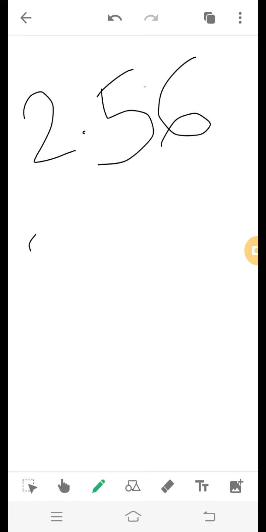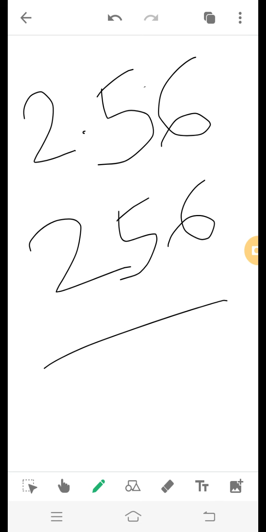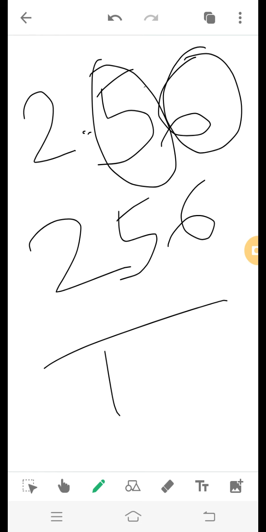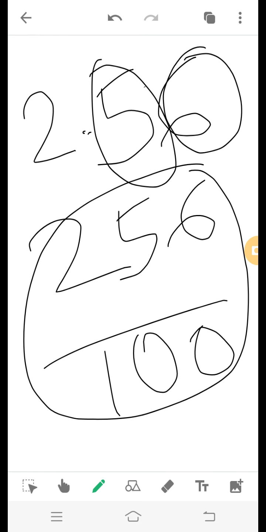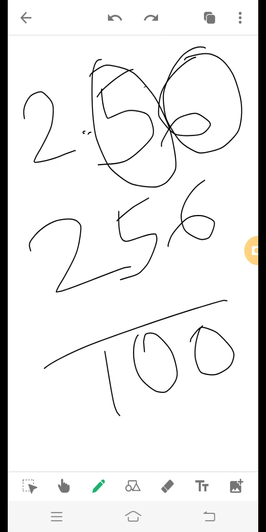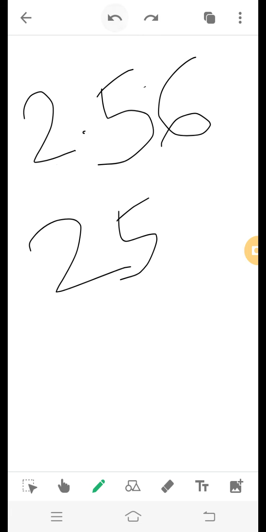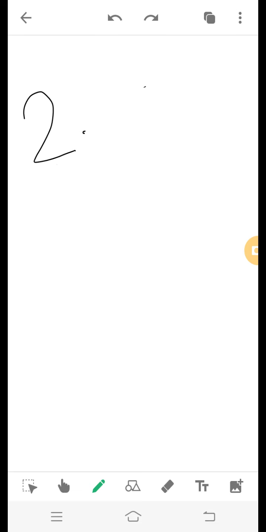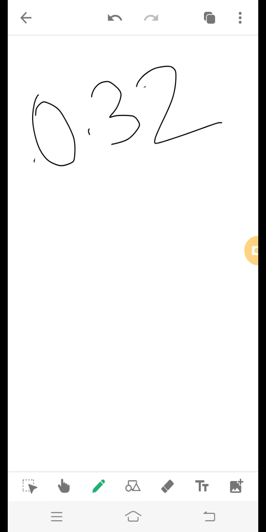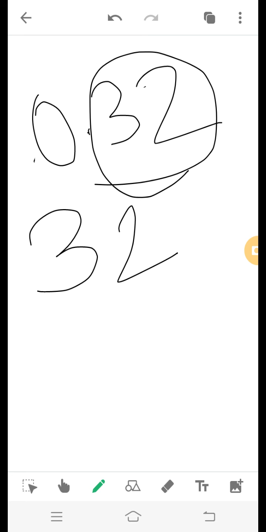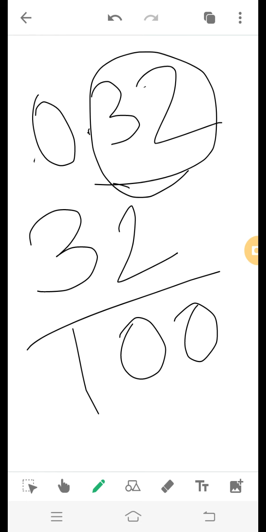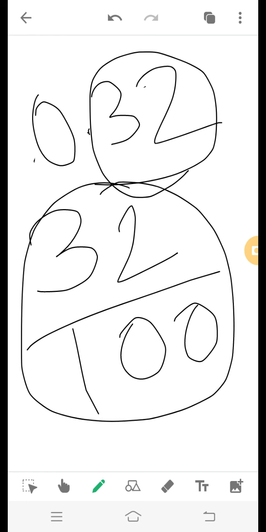Let us take one more example. 2.56. First write it as 256. After the point, how many numbers are there? 1, 2. So put 100 below. So your number becomes 256 divided by 100. Let us take one more example. 0.32. First of all, write 32. After the point, how many numbers are there? It's 2. So put 100 below. So your number becomes 32 divided by 100.